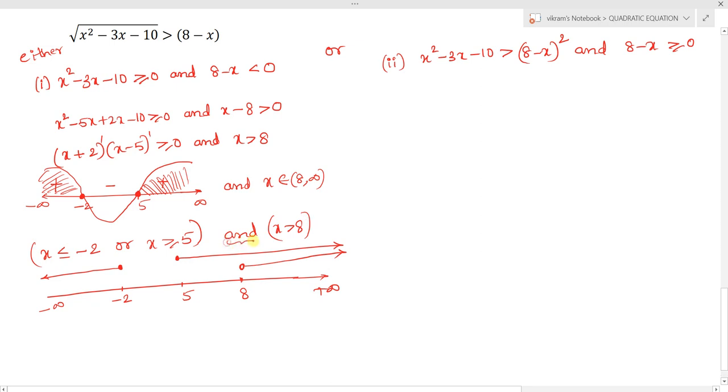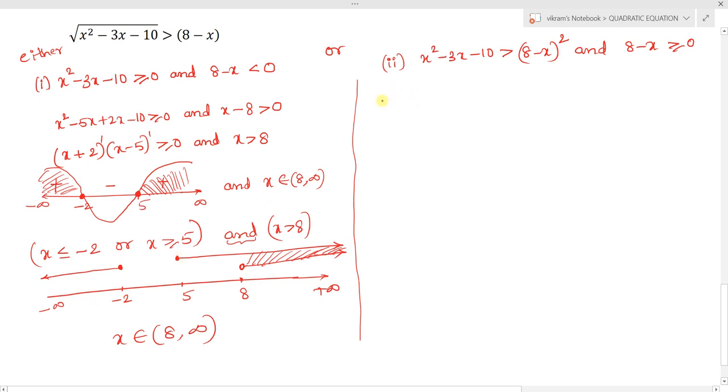In between we have "and", which means an intersection. The common portion has to be taken. What is the common portion between these two? The common portion is 8 to infinity. X belongs to 8 to infinity, where 8 is not included, open braces. X belongs to (8, infinity) is our solution for the first case. And what about the second case?